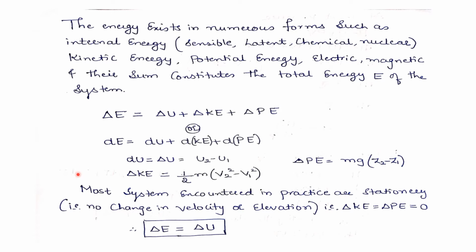So most systems encountered in practice are stationary. That means there is no change in velocity or elevation. That is, kinetic energy and potential energy both are 0. So how are we going to write it in this form? Delta E is equal to delta U when the systems are stationary.